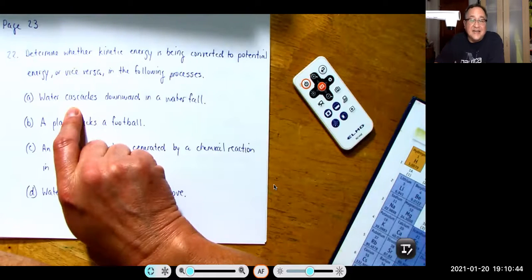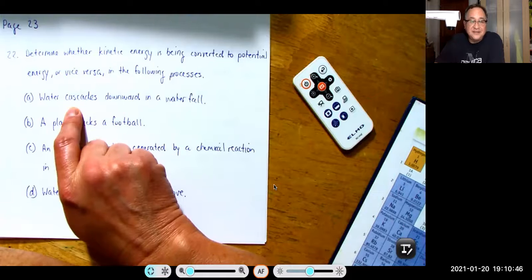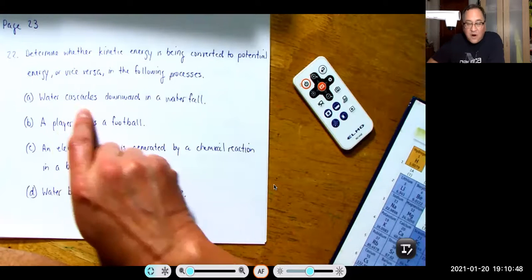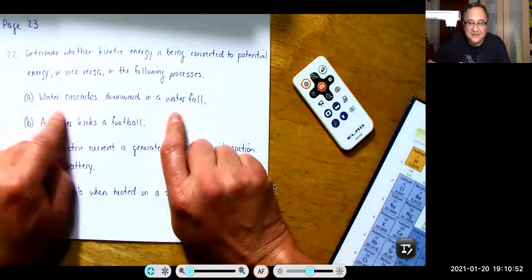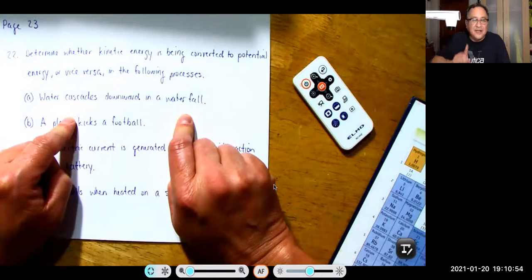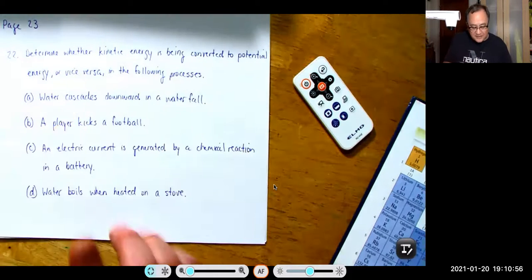I'd say it's kinetic because it's moving, wouldn't you? Downward in a waterfall, that's still kinetic. I don't know how these are different. But let's change this a little bit.